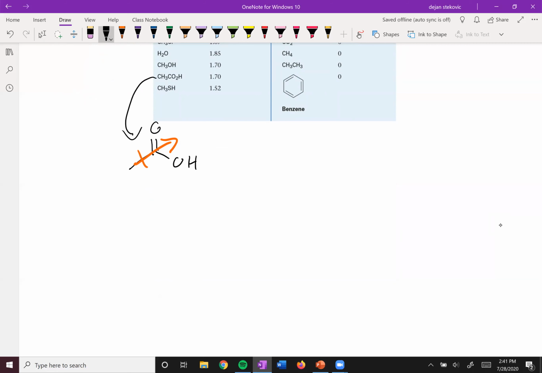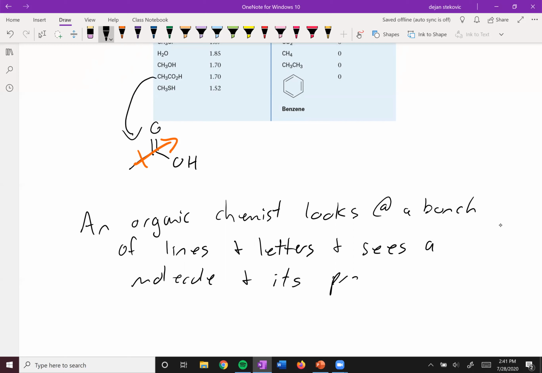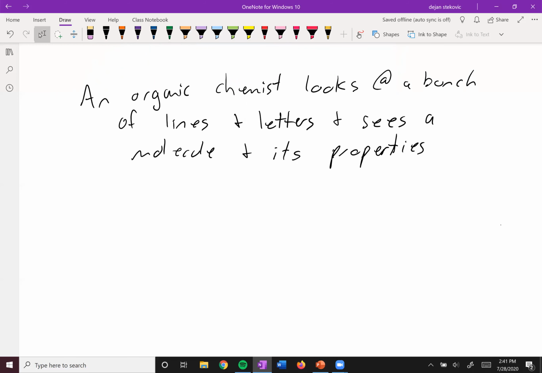And so as organic chemists, what we do is an organic chemist looks at a bunch of lines and letters, because that's essentially what these skeletal structures are, and sees a molecule and its properties. So we see these lines, but we know what they actually represent. They represent these complex molecules, and so we see what they really are.